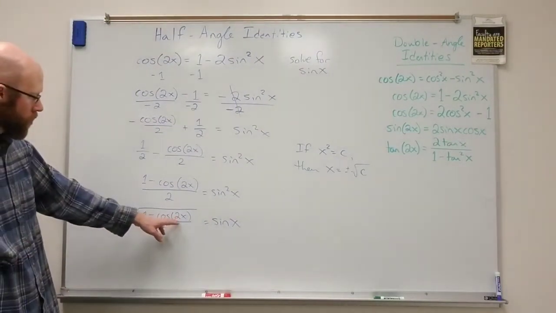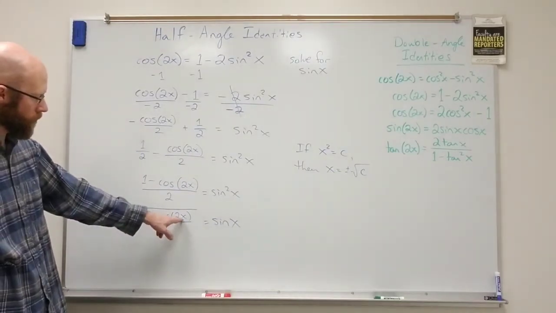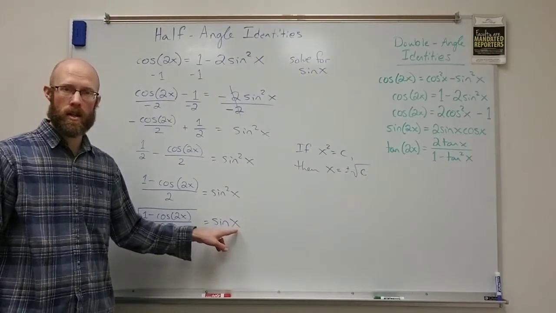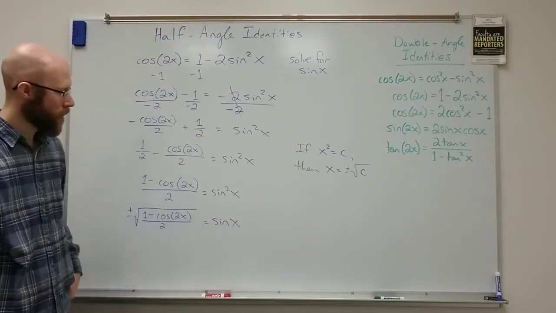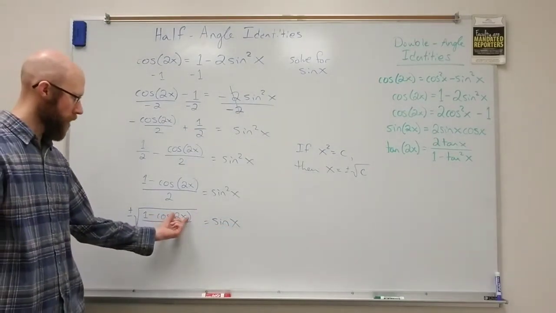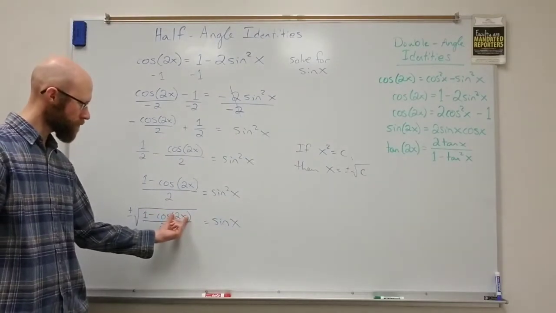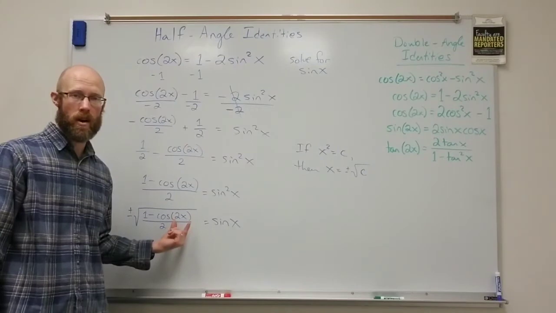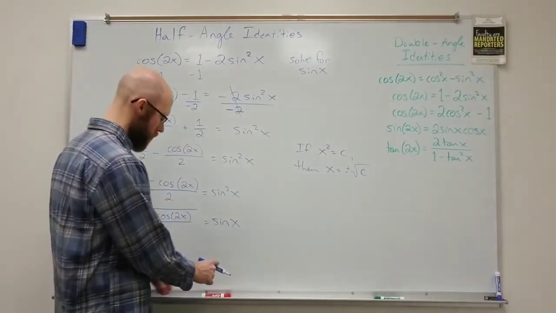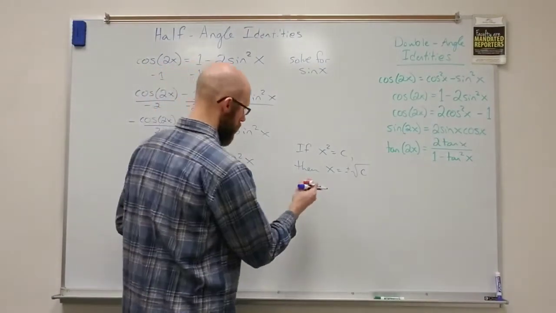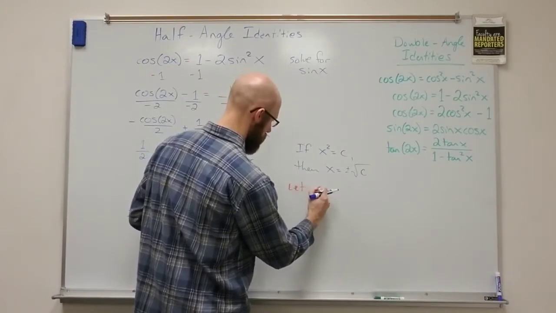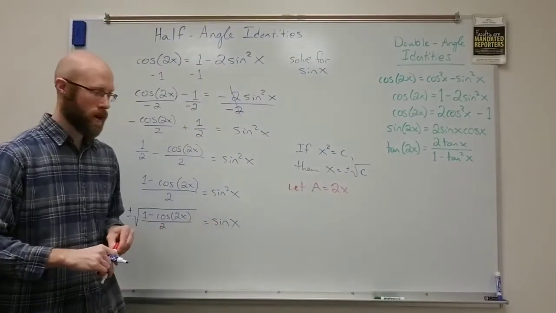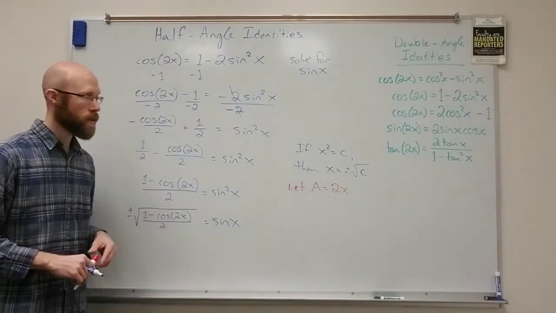So here, notice that we have 2x under the root, and I have x that I solve for, right, the sine of x. Well, let's say I wanted to write it in terms of this 2x angle. I just want that to be my variable. So I'm going to change out my variable here for just a moment. I'm going to let a equal that 2x angle, okay? So this would be cosine of a.